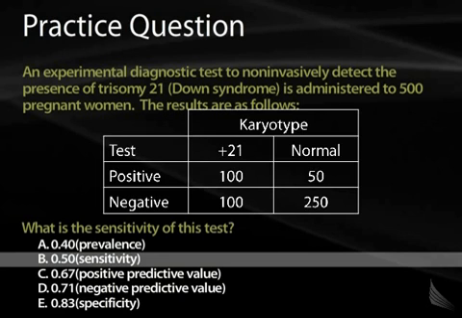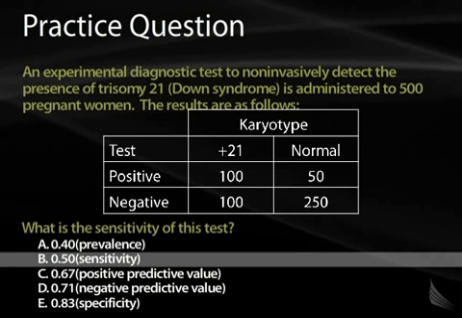The positive predictive value is going to be the number of true positives, 100, divided by the total number of positives, which is 150. That's 100 plus 50, the top row. That gives us a PPV of 0.67. Similarly, the negative predictive value is the number of true negatives divided by all the negatives. The true negatives here is 250. There were a total of 350 people who had a negative test. Therefore, the NPV is 250 divided by 350, or 0.71.